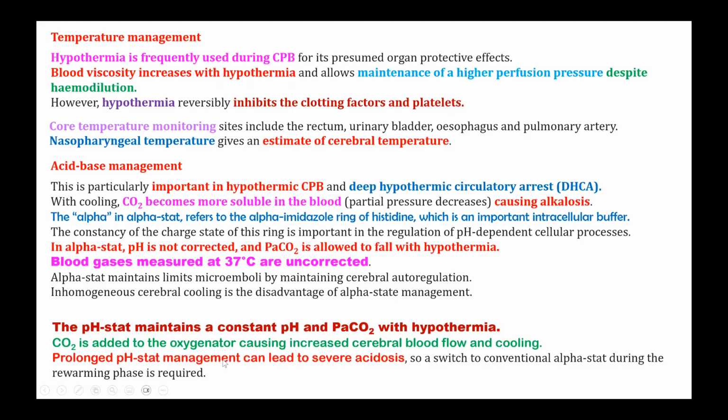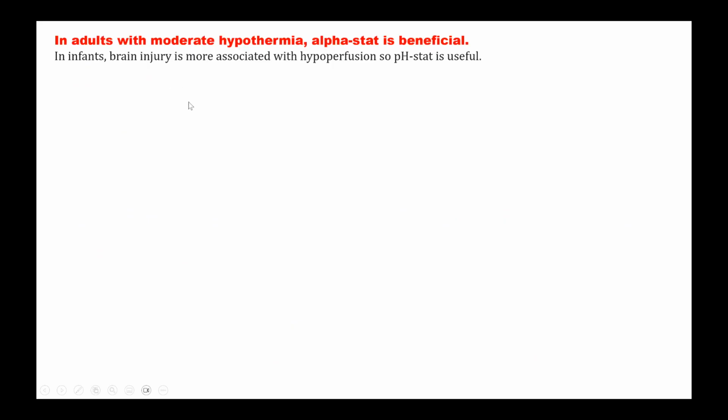So there are schools of thought where they prefer alpha stat all the time and pH stat sometimes. pH stat has the idea of correcting the deficit of carbon dioxide according to the body temperature, which is not done in alpha stat. That much understanding is enough at this particular stage. In adults with moderate hypothermia, alpha stat is beneficial. In infants and brain injury, alpha stat is more associated with hypoperfusion, so pH stat is useful. So those are the indications for alpha stat and pH stat.